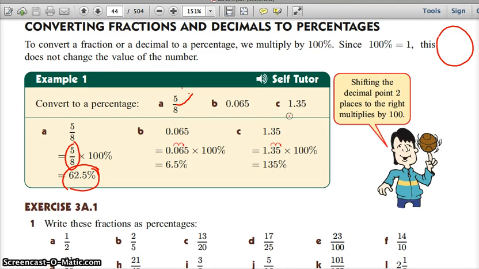And the last one is convert to a percentage 1.35. Again, we're timesing by 100. This means there's 135%. A bit like our keeping track of teams at the moment. Some of our percentages were over 100%, weren't they?